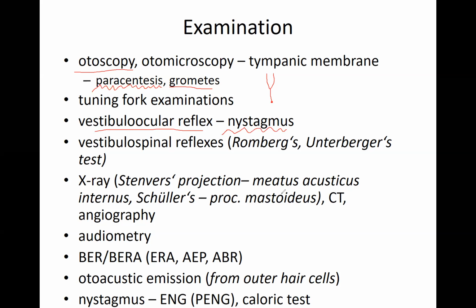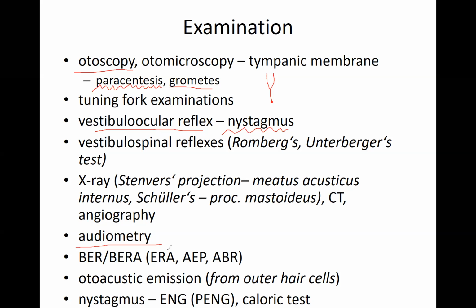Audiometry is a method for subjective examination of the quality of the hearing. You are in a specific box. You listen to different frequencies and you just press a button saying, I can hear. And what is the quality? It just tells you about the subjective perception of hearing.